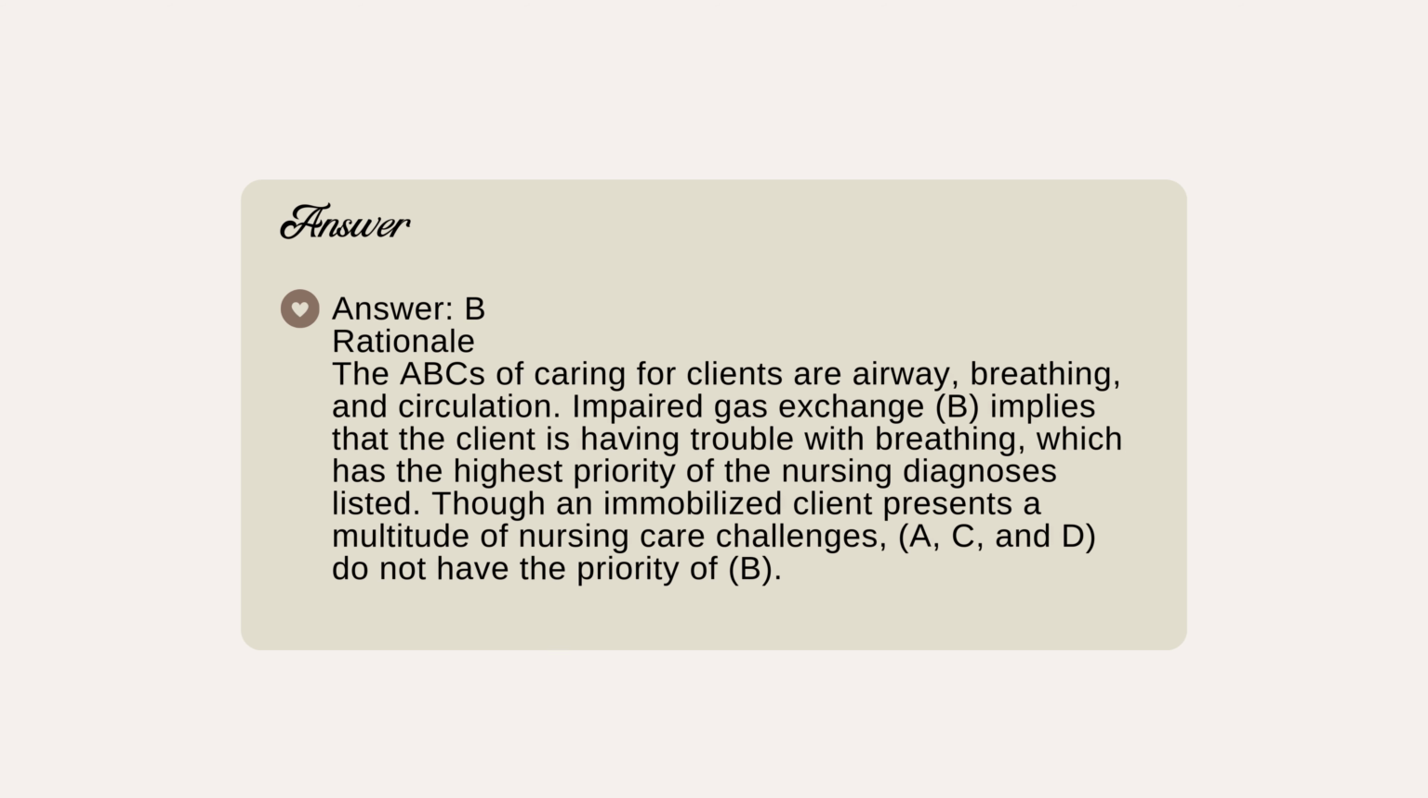Answer. B. Rationale. The ABCs of caring for clients are airway, breathing, and circulation. Impaired gas exchange, B, implies that the client is having trouble with breathing, which has the highest priority of the nursing diagnoses listed. Though an immobilized client presents a multitude of nursing care challenges, A, C, and D do not have the priority of B.